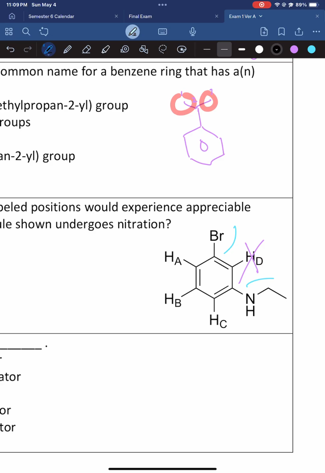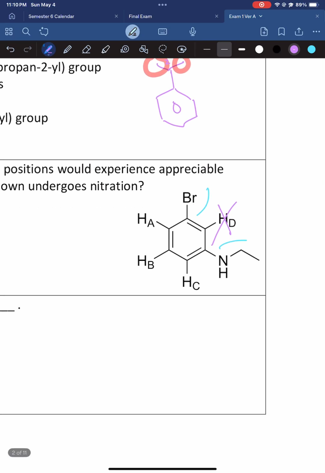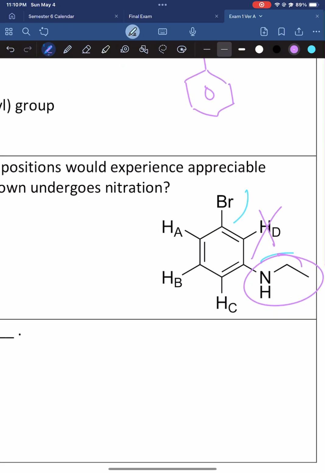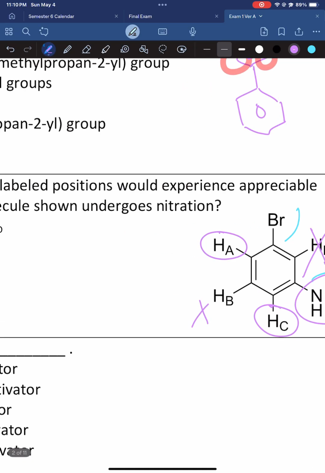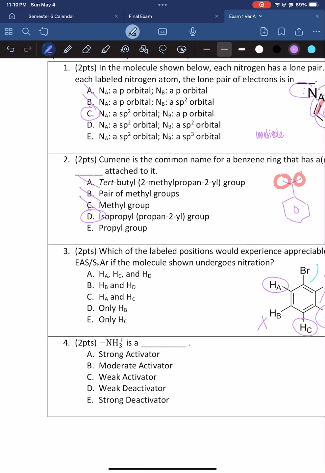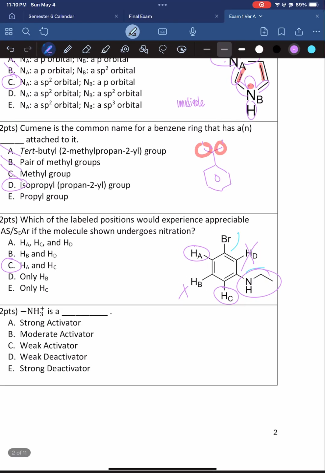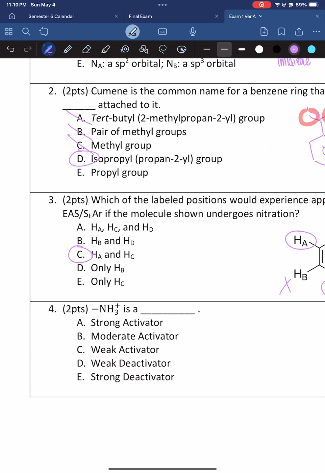The next step is to look at this amide group here, and this is going to be an activator, which is going to direct ortho-para. Ortho is going to be right here, and para is going to be right here. This position is meta, which is not going to direct there, so our answer choice is going to be C. Question 4. NH3 plus is a blank. This is going back to do you know it or not, and this one is a strong deactivator.